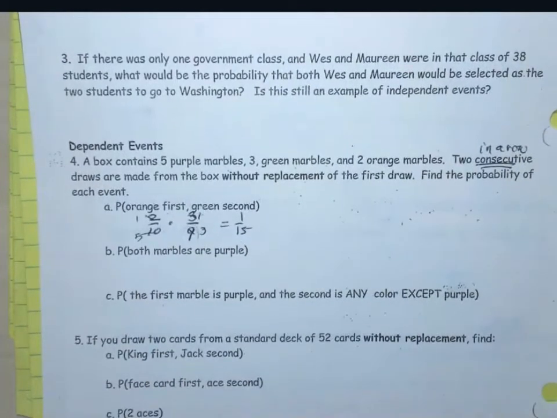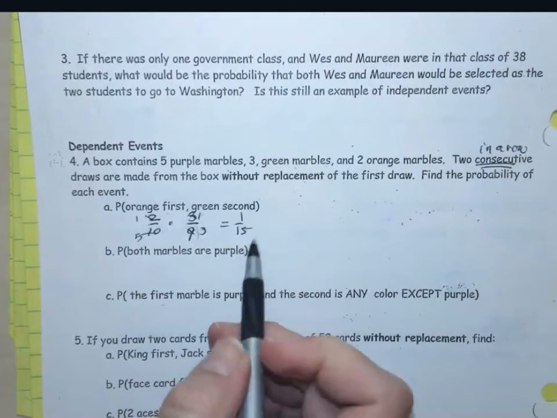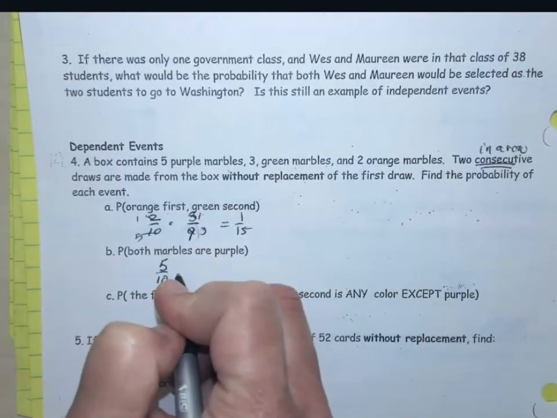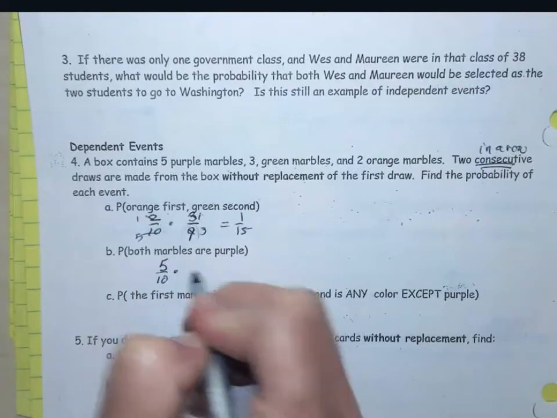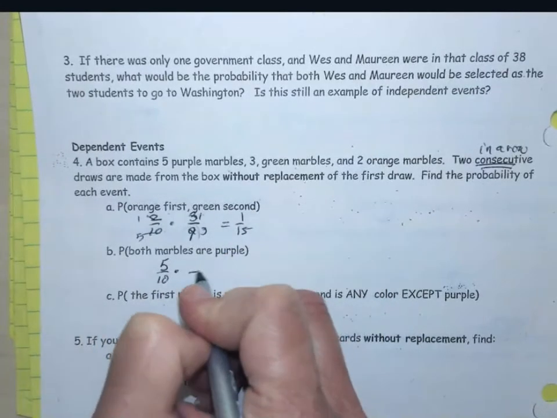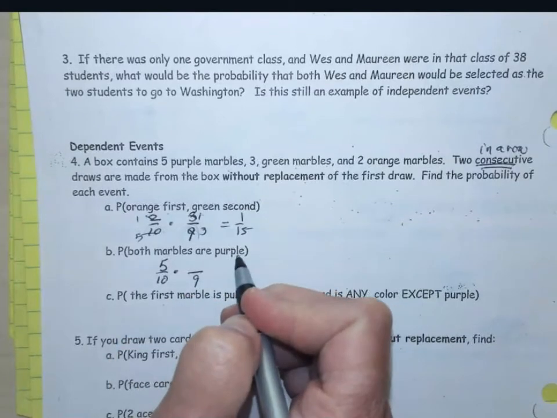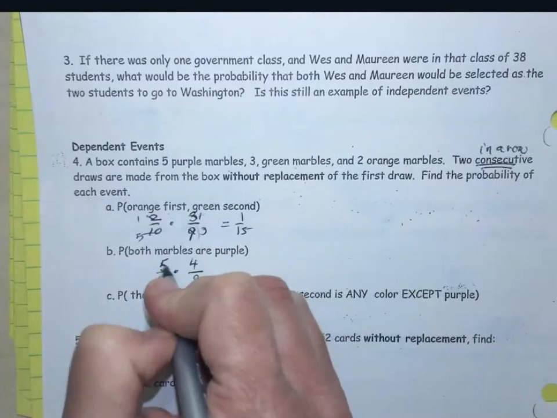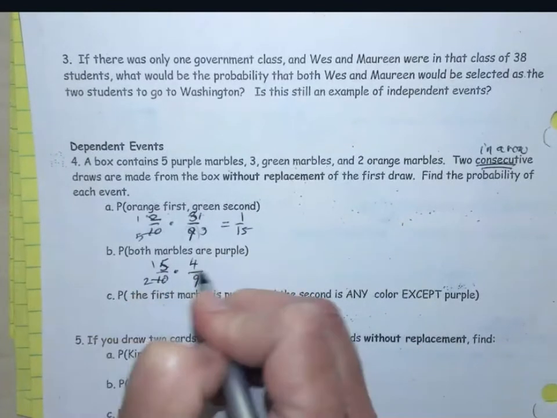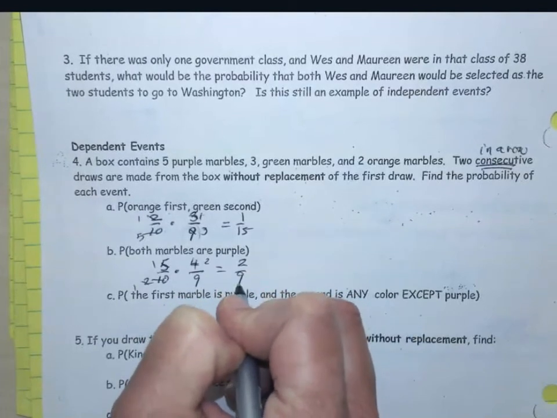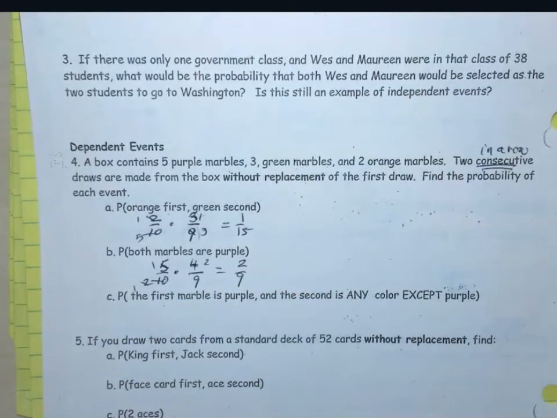Now let's look at B. Both are purple. Well, I have 5 purple, so I have 5 out of 10. That's the first one. The second one, I've eaten one of the marbles, so now I'm at 9. And it just so happens I ate a purple one, so now I have 4. And now I can simplify. And I get 2 9ths. So that's dependent. One influences the other.